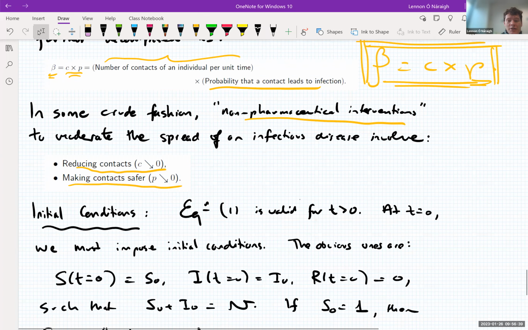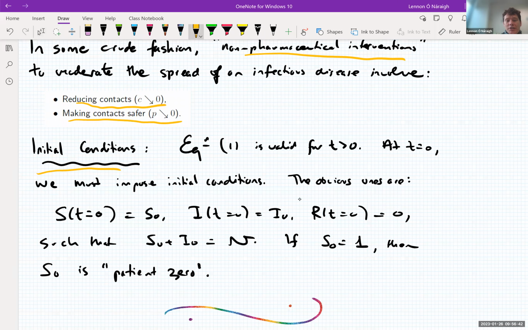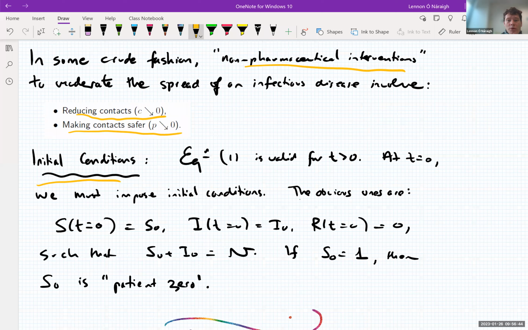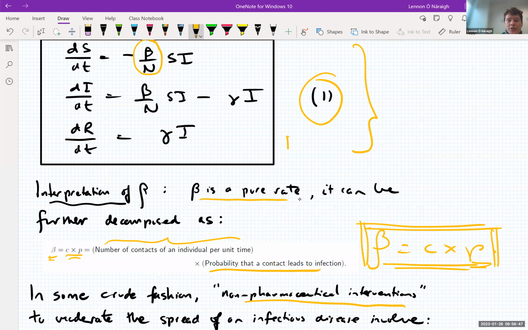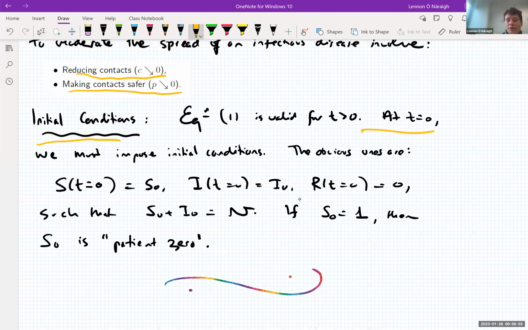Okay, I want to tell you a bit about initial conditions. So this equation 1 here is valid for t greater than 0, so there's a start time of the epidemic. So to get the differential equations going, you need to provide some initial conditions at time 0. And the obvious ones are S at time 0 is some S naught. I at time 0 is I naught, so this is like a pool of infectious people who are present at time 0. And R at time 0 is 0 because the disease has not yet spread. So there's nobody around to be recovered. And then S naught plus I naught have to sum to N.